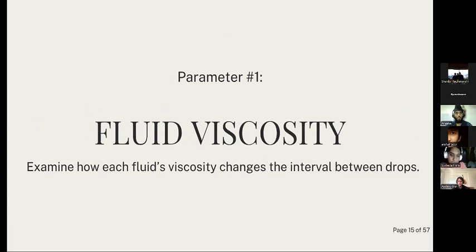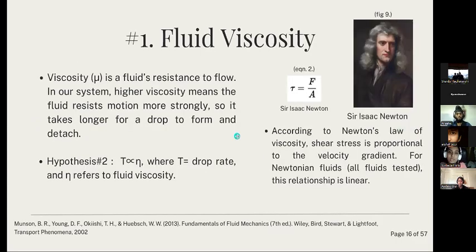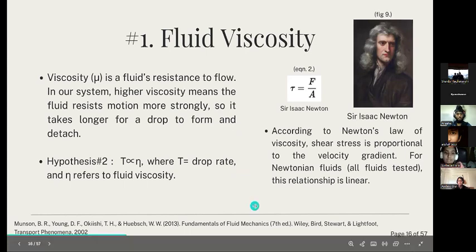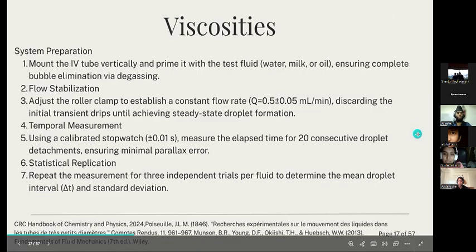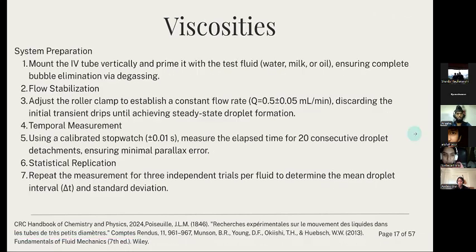Let's take a look at the first parameter that we have, which is fluid viscosity. Viscosity mainly refers to a fluid's resistance to flow. In our system, high viscosity means the fluid resists motion more strongly, so it takes longer for a drop to form and detach, which leads us to our second hypothesis, which is that the drop rate is directly proportional to the fluid viscosity. This is our method of demonstration.